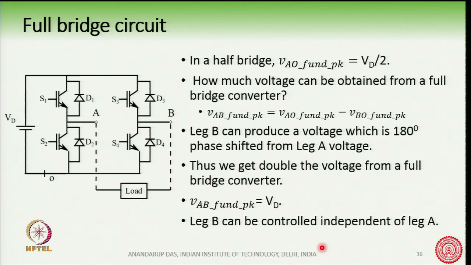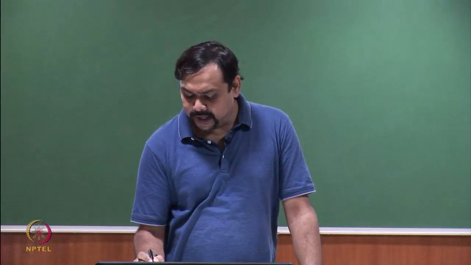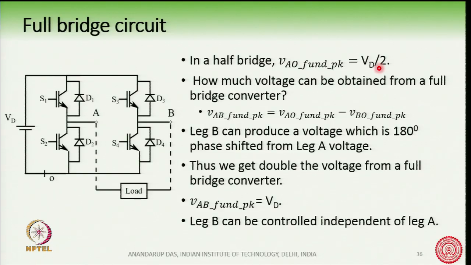So, what is the benefit if I use a full bridge? Suppose I connect my load between point A and point B. So, there are two legs, leg A and leg B, and these are their two outputs A and B, and the load is connected here across AB. So, from one half bridge, for example from leg A, I can obtain the peak fundamental voltage as Vd by 2 if I use sine PWM.